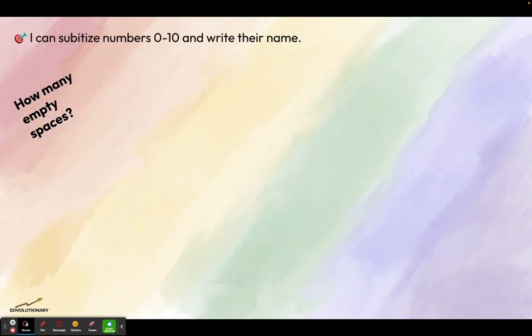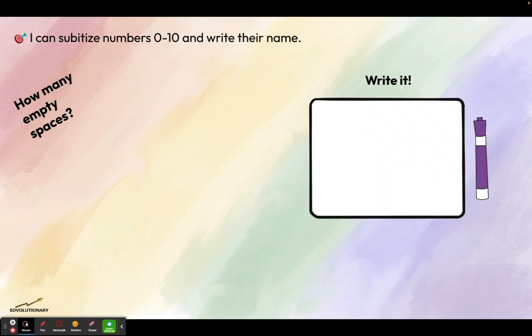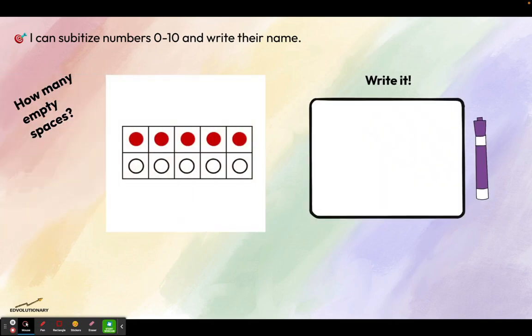Ooh, so fast. How many empty spaces? That time. Ooh, so tricky. How many empty spaces? Oh, 0.